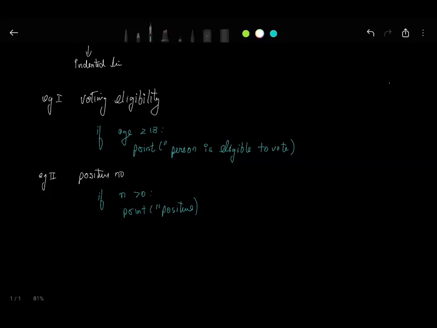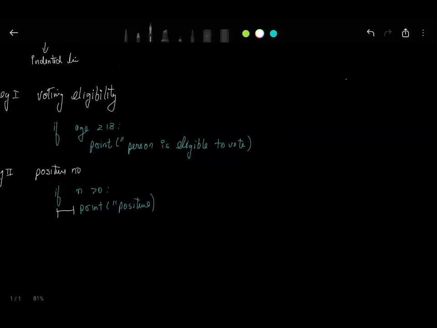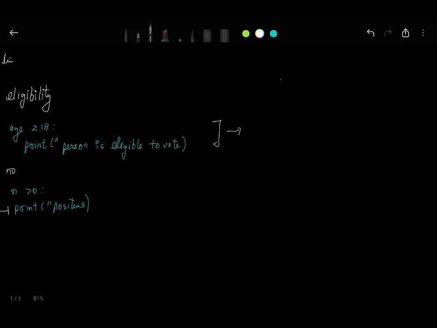Can you notice this space before the print statement? Python uses indentation to determine which statements belong to the if block. For example, if I write this code in this way: if age greater than 18, print eligible.